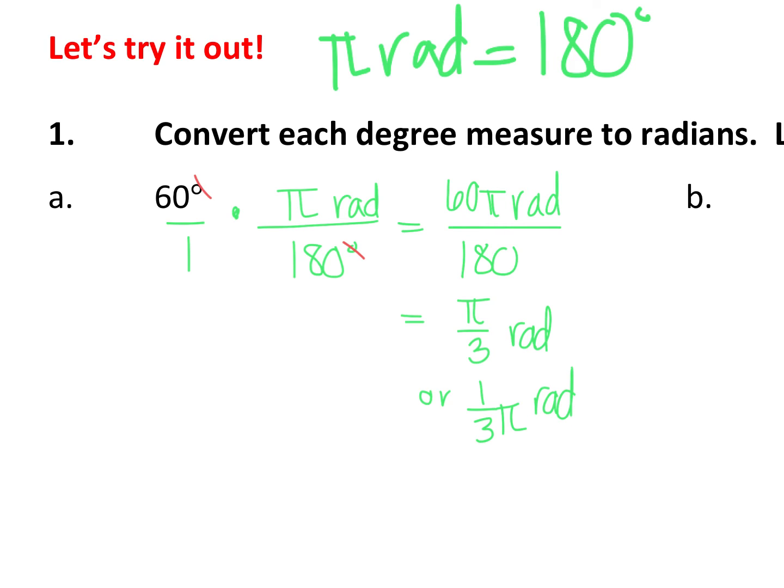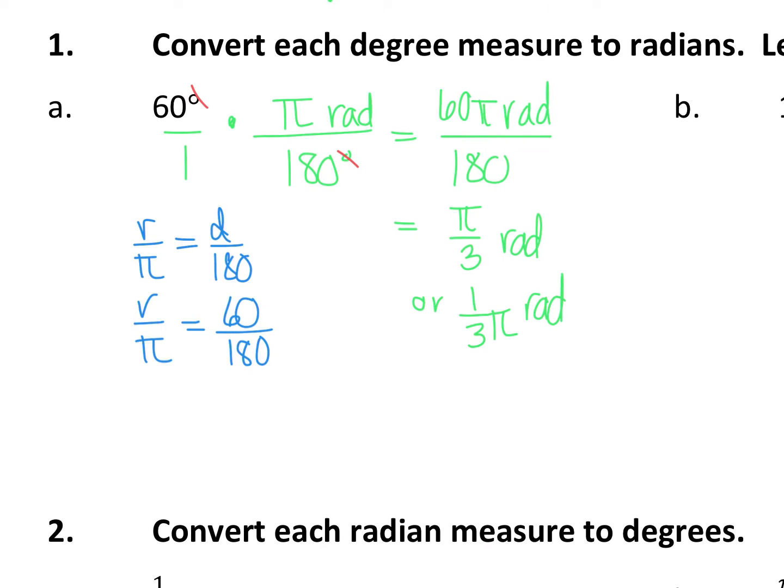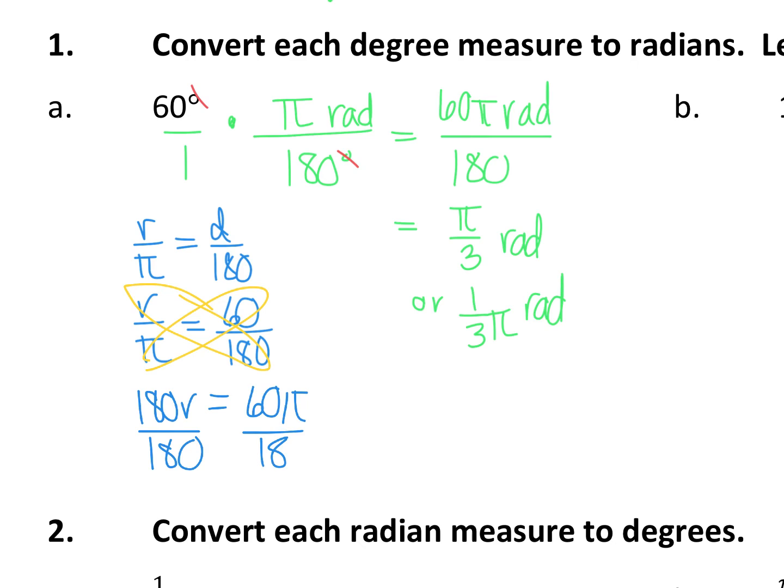I'm going to show you how to do this with the proportion up top as well. If I have R over pi equals D over 180, I'm going to plug in what I know, and that's the degrees. So for D, I would plug in 60 over 180. Notice if I cross multiply, I get 180 R equals 60 pi, right? That's my cross products. And then to solve for R, I would divide both sides by 180. So that is exactly what I got. I just maybe did it in fewer steps. I don't know, maybe it's the exact same number of steps. But when I convert, I like to just get rid of the units that I don't want.